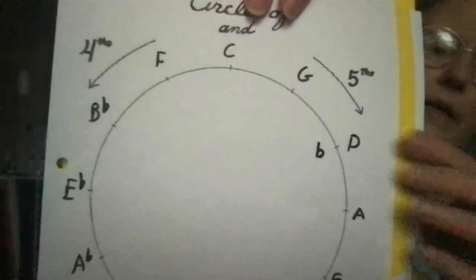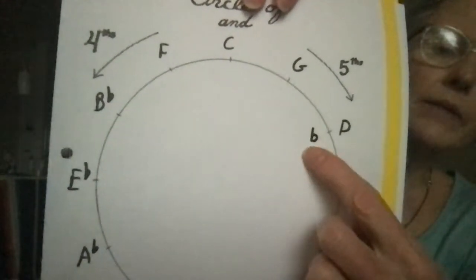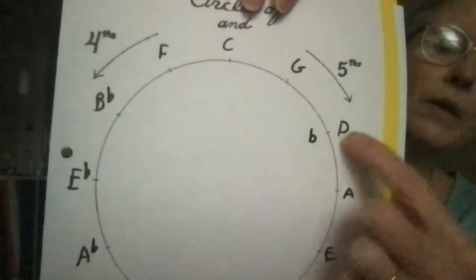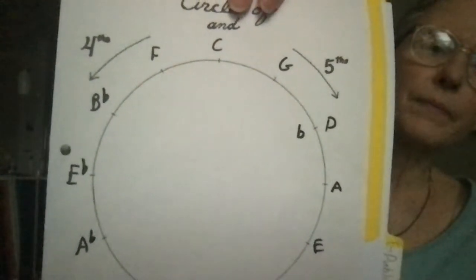And what we're going to do is put a lowercase b. Oh, and similar idea here. Uppercase means major and lowercase means minor. So this is a B minor chord. So D is the major chord, B is the relative minor.